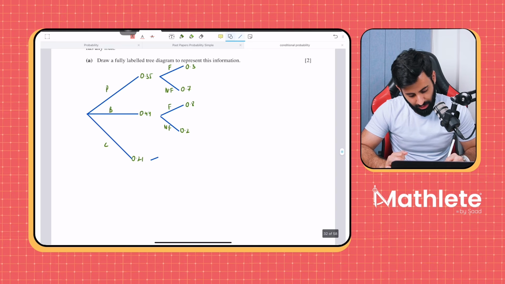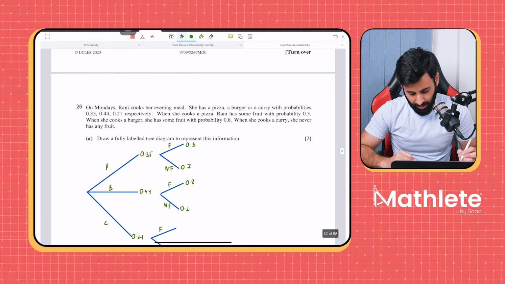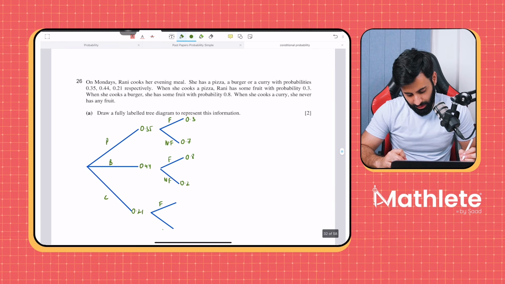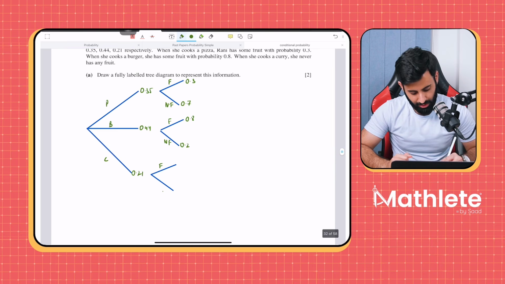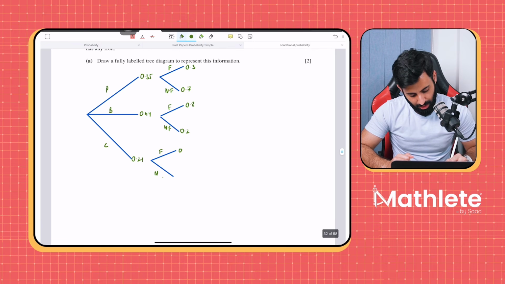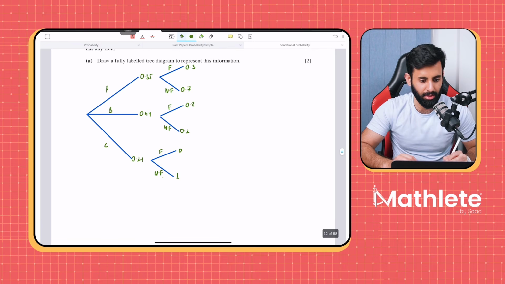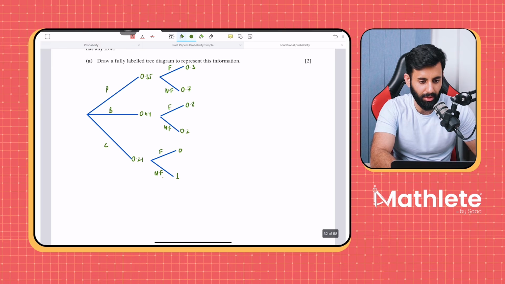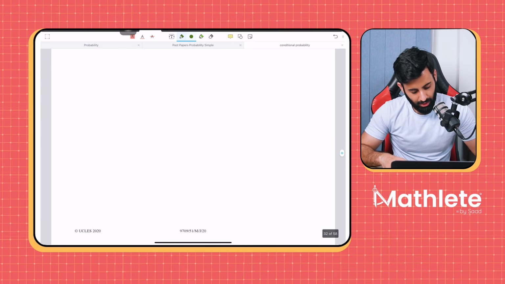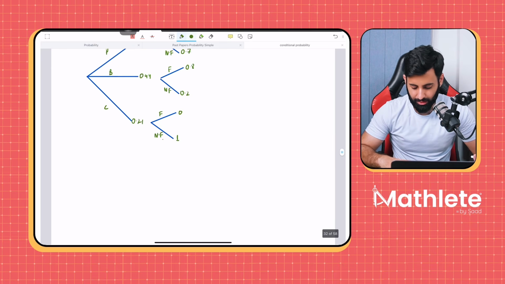Then with curry, the probability that she has fruit, let's see what it is. When she cooks curry, she never has any fruit. That's interesting. So 0, which means no fruit is 1. Now let's see what the question is saying. You get 2 marks for just making a tree diagram correctly.